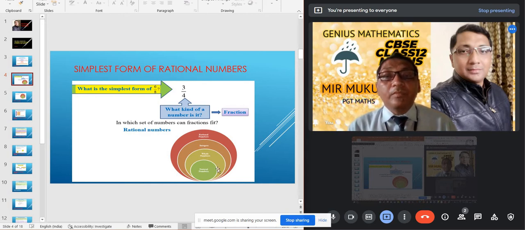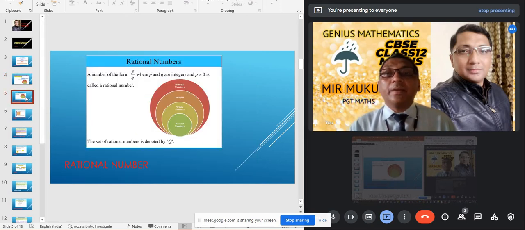And here we can observe Venn diagram. Okay. So natural number. Then bigger than natural number will be whole number. Bigger than whole number will be integers. Bigger than integers will be rational number.